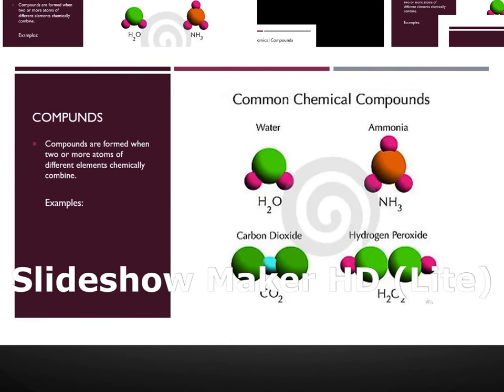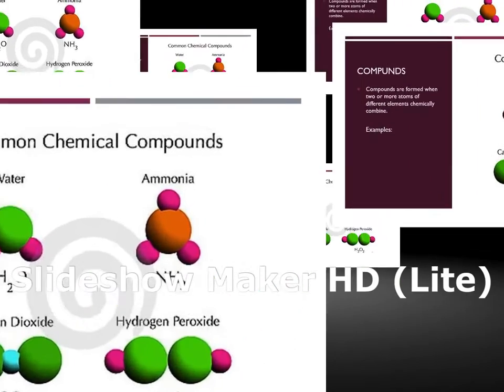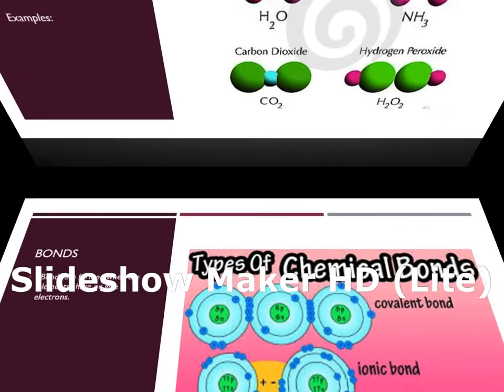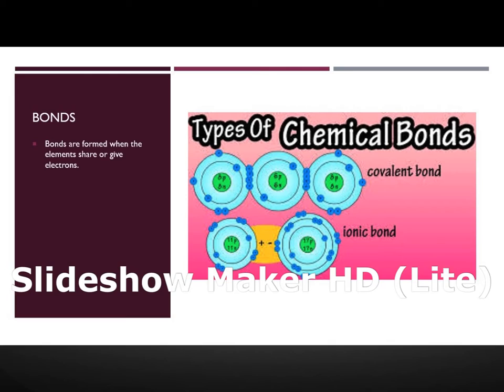So first I'll be explaining what compounds are. Compounds are formed when two or more atoms of different elements chemically combine. Some examples here are water, ammonia, carbon dioxide, and hydrogen peroxide. They're very common, very important in our everyday lives, and very useful.